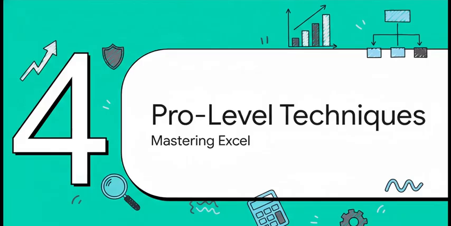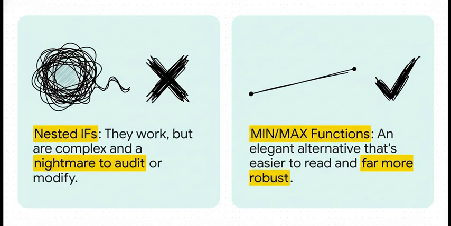Okay, now we are ready for the fun stuff, some pro-level techniques. These are the small, elegant moves that can dramatically improve your model's clarity and reliability. This is what separates the amateurs from the pros. Okay, just take a look at this. On the left, you've got this messy, nested if statement. Sure, it probably works, but it's an absolute nightmare for anyone else to try and figure out. But on the right, we get the exact same result using a simple combo of min and max functions. It's clean, it's intuitive, and it's way less likely to have a mistake. Remember, in Excel, simplicity is your best friend.